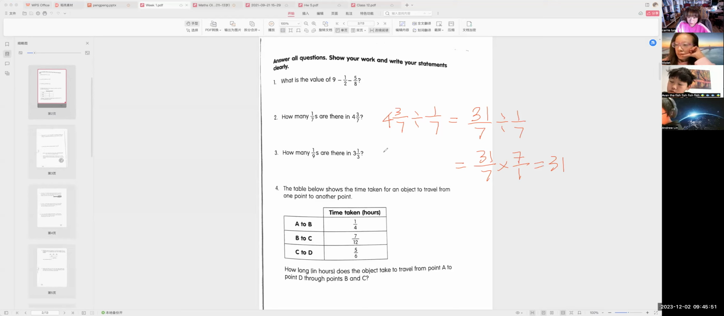Okay, so how many 1 over 9 are there in 3 and 1 over 3? So it's 3 and 1 over 3 divided by 1 over 9 equals 10 over 3 times 9 over 1 equals 30. Okay, Andrew, understand when you divide it by something. Okay, so especially Violet, Evan, okay?